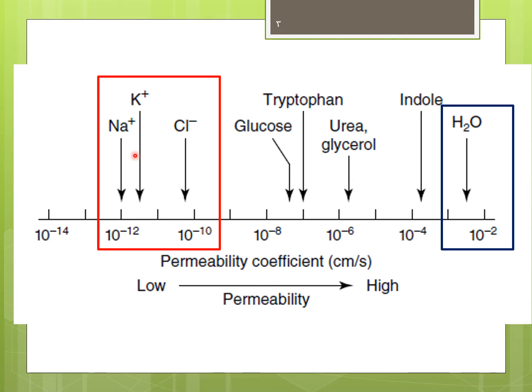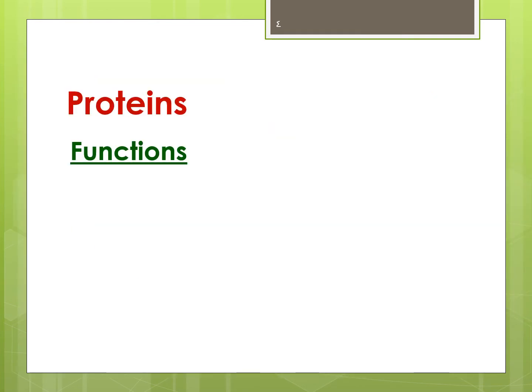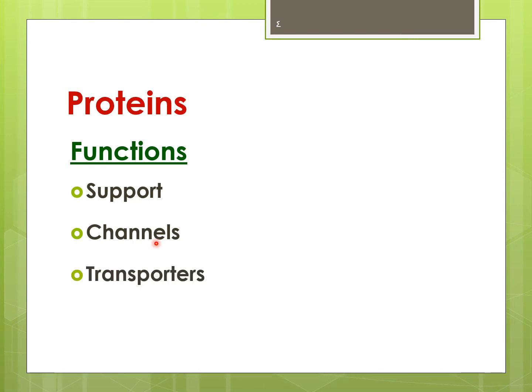So there should be present transporters, channels, some way for exchange of these important ions. So here come the functions of proteins. The proteins in the cell membrane have a lot of important and crucial functions. First function is as a support. Proteins may be part of the cytoskeleton of the cell. They help to maintain the shape of the cell, the configuration of the cell, the integrity of the cell membrane. All of this may be attributed to the presence of proteins.